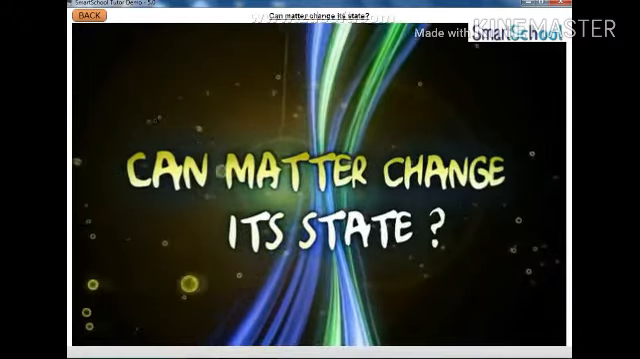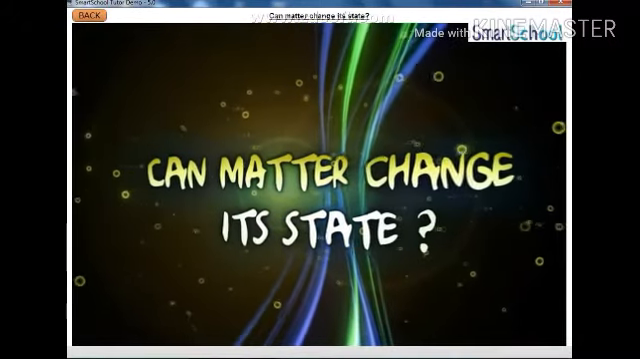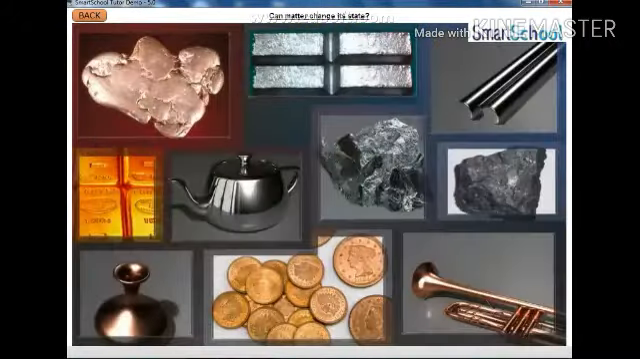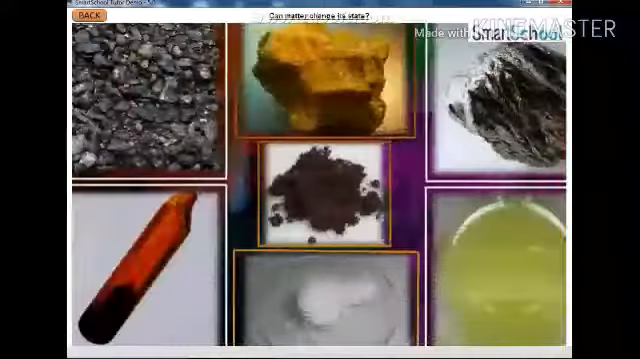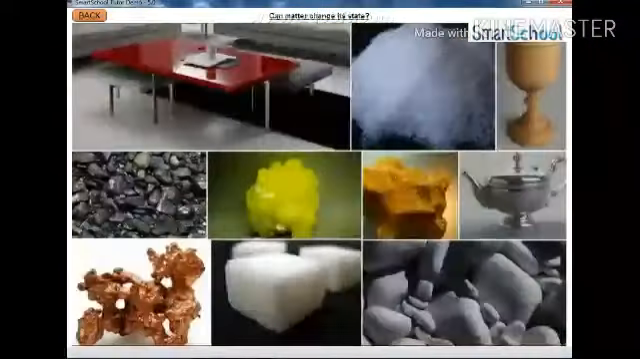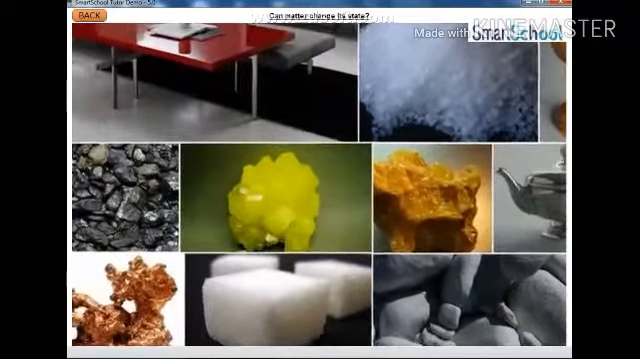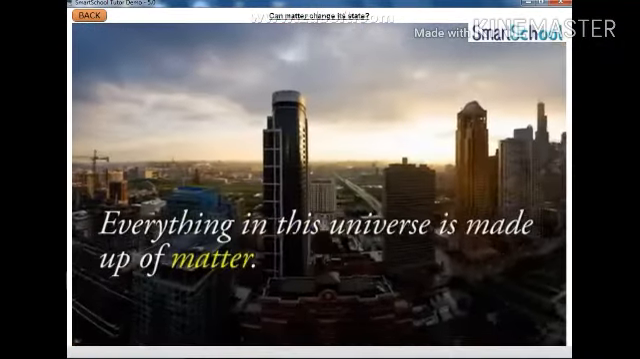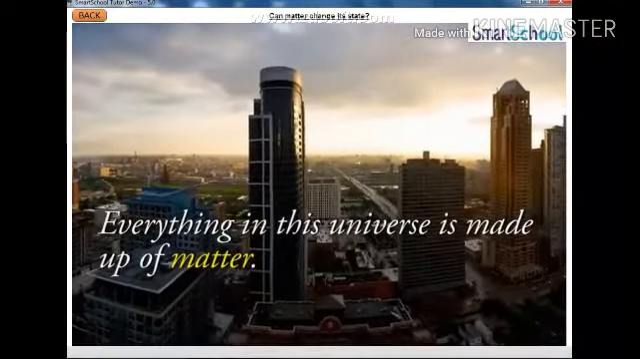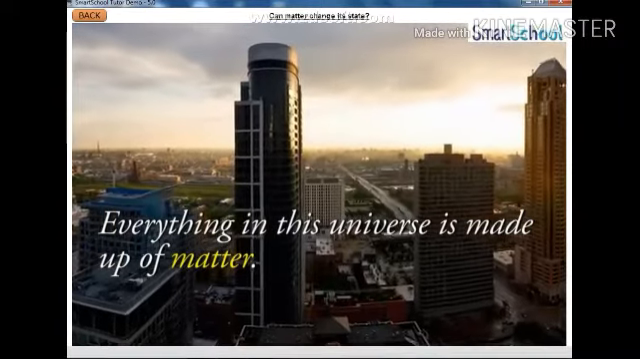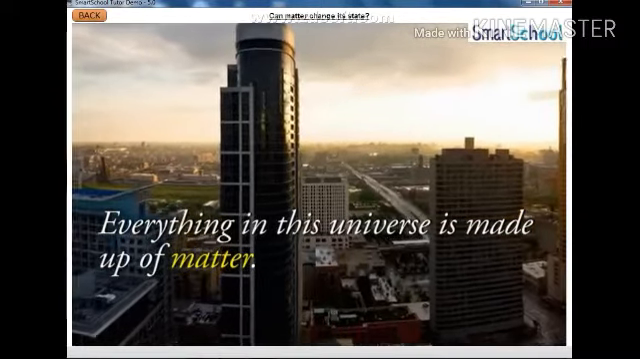Matter change its state? Have you ever given a thought to what the various things around us are made up of? I'm sure you must have. Everything in this universe is made up of material which scientists refer to as matter.